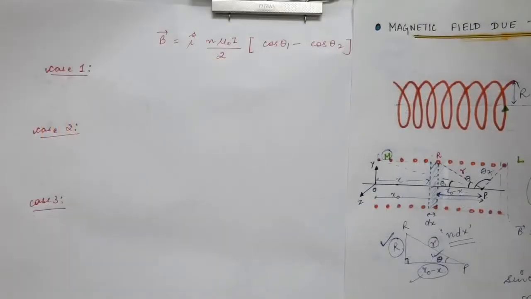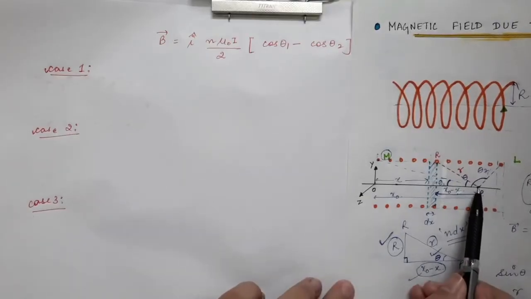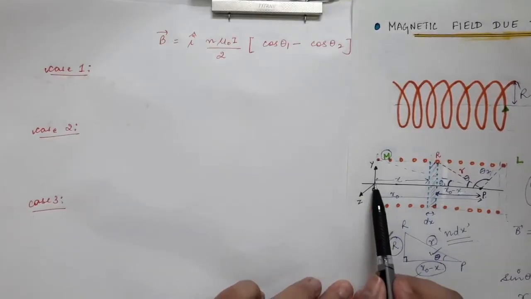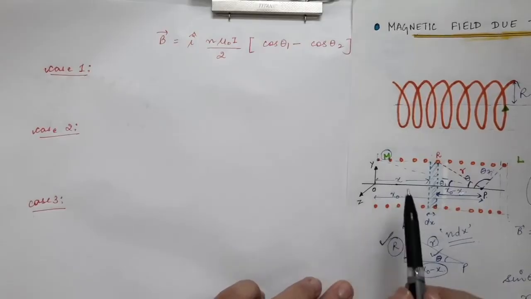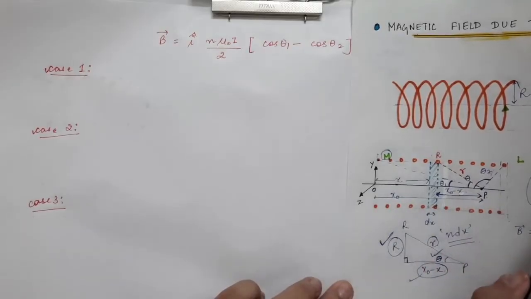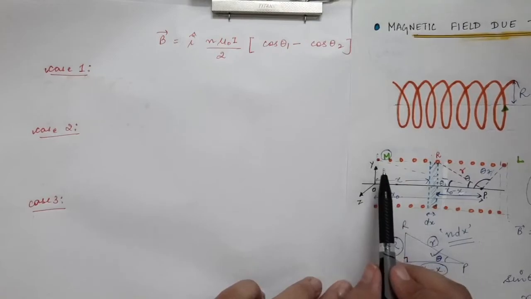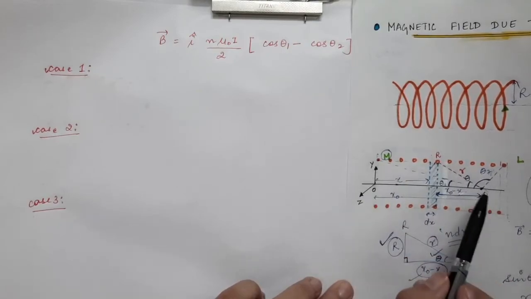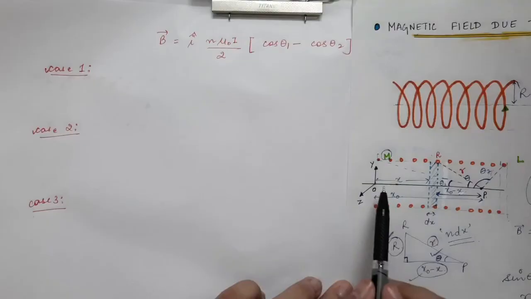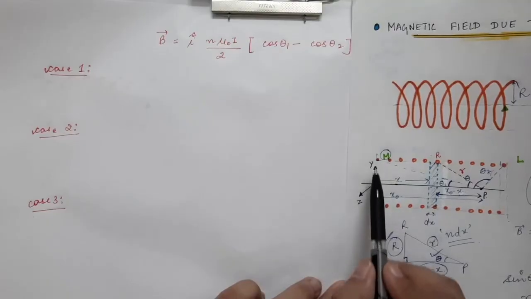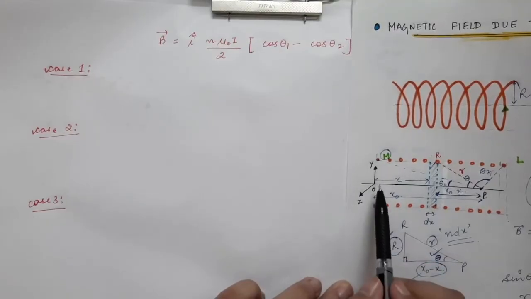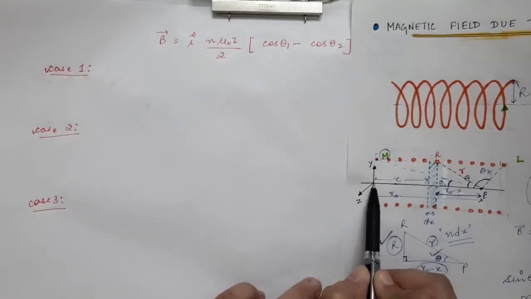Now we are going to look at 3 special cases for the solenoid. The first case is when the observation point P lies on this end of the solenoid. We are supposing that you have an infinitely long solenoid and this point P is present on this end of the solenoid. So what will be the magnetic field expression at this point?